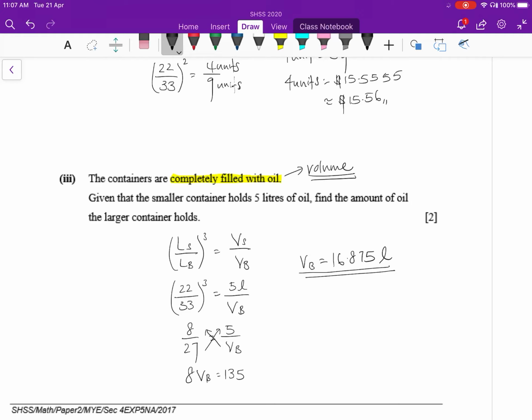Now I'm done with this question. I need you to do question number 10, the corrections of this question, and question number 10, and then post it up on OneNote for today. That's all.